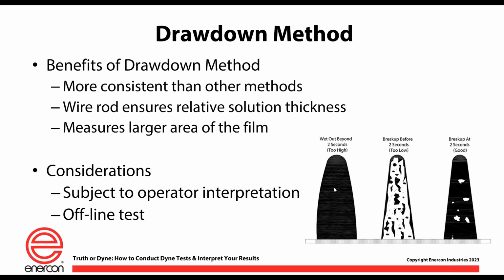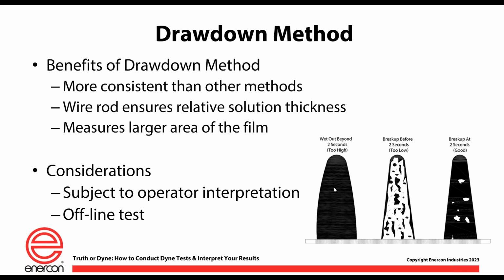But if you really want consistent Dyne requirements and readings, let's say you have a customer insisting that you supply them film at a given Dyne range, and you want to make sure your test methods back up the product you're sending out the door, a drawdown method with a Meyer rod is really the way to do that. If you train your employees right and they get a little experience, their end results are going to be much improved.